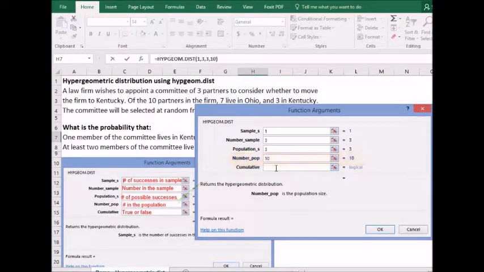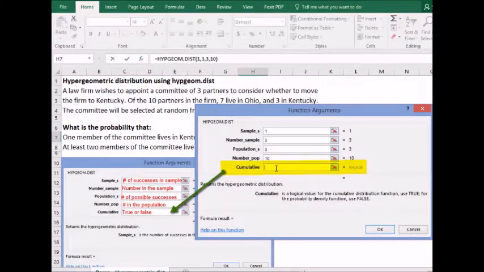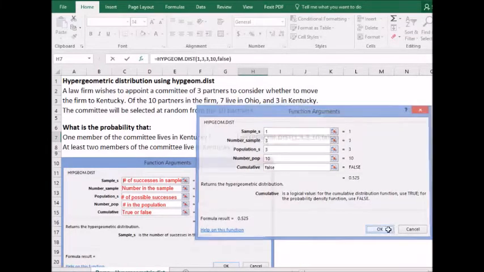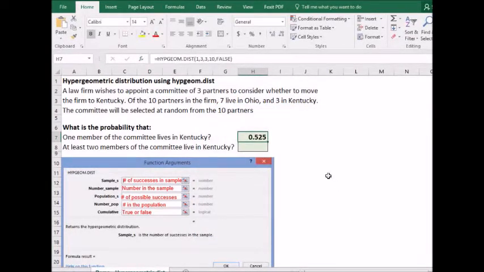And finally, we consider cumulative to be either true or false. We'll use true if we want it to be up to and including 1, false if we want it to be exactly equal to 1, as we do in this case. You can see that the answer is already given in the dialog box. I'll click OK and it will insert the answer into the cell. There's a 52.5% probability that exactly one of the partners on the committee will live in Kentucky.